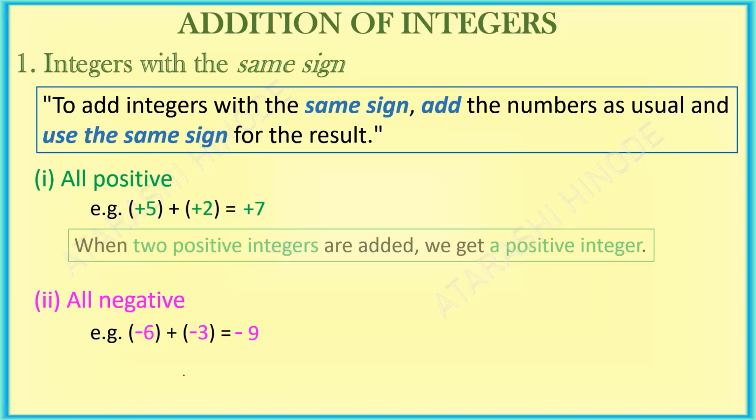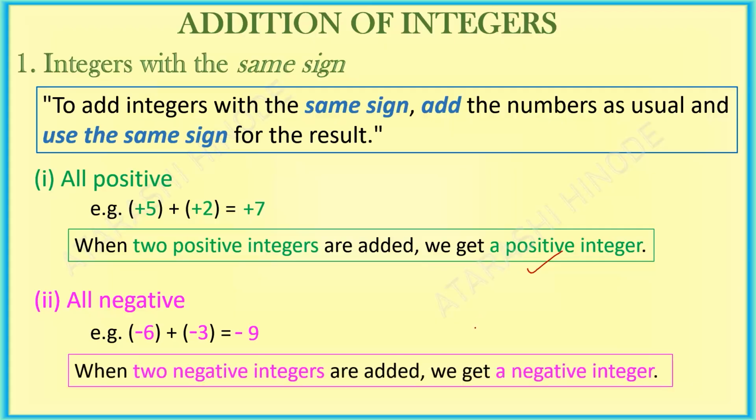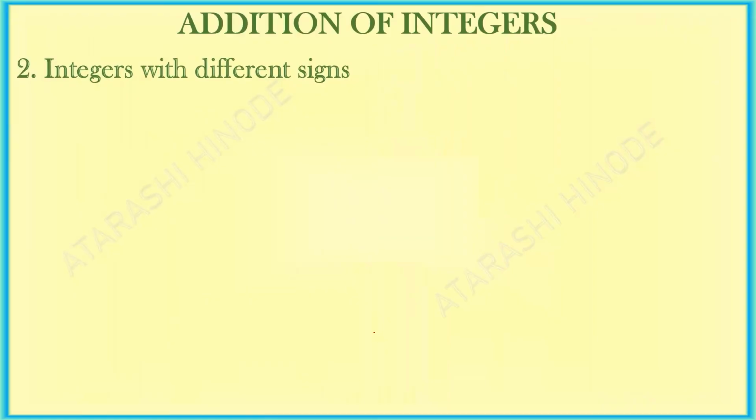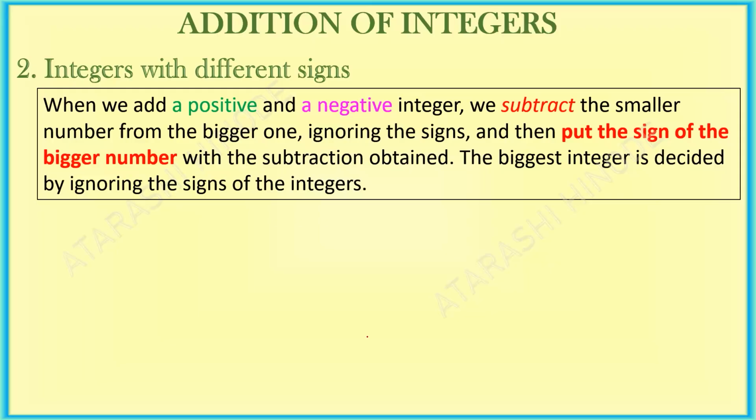So when two positive integers are added, we get a positive integer, and when two negative integers are added, we get a negative integer. Next, move on to the second case, that is integers with different signs. For adding integers with different signs, that is, when we add a positive and a negative integer, we subtract the smaller number from the bigger one, ignoring the signs, and then put the sign of the bigger number with the subtraction obtained. The biggest integer is decided by ignoring the signs of the integers.